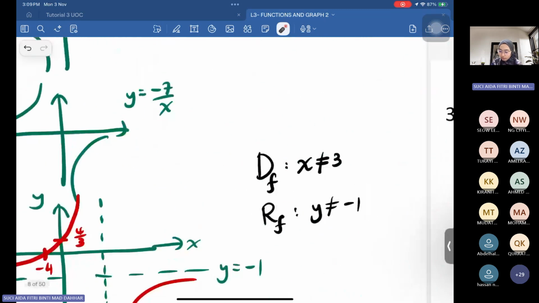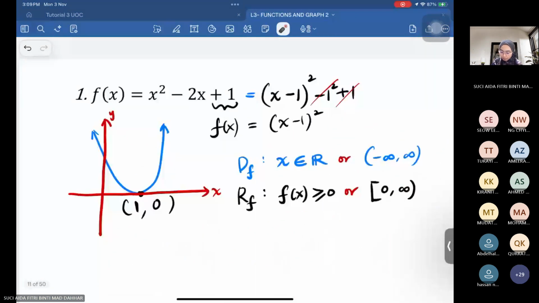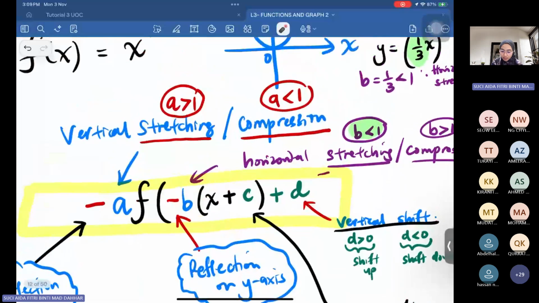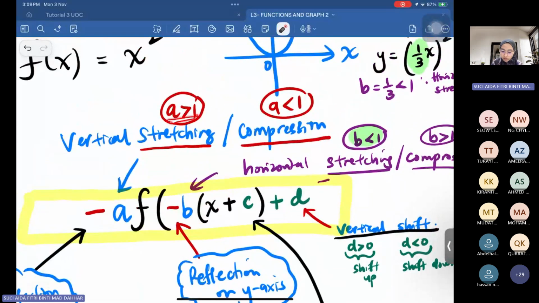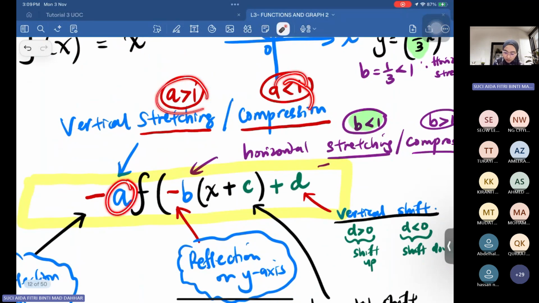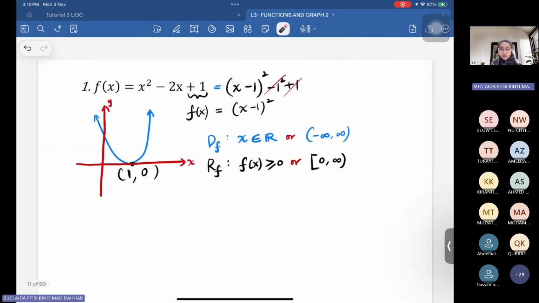Got it? Let me emphasize my rule just now. The general rule, when I say A is greater than 1 or A is less than 1, this is positive. Both of these multiples must be positive. So if you have -1/2, only look at the 1/2. The negative will have to do with the reflection. But my A value is 1/2, which is this. Yes, I understand. Any more questions?